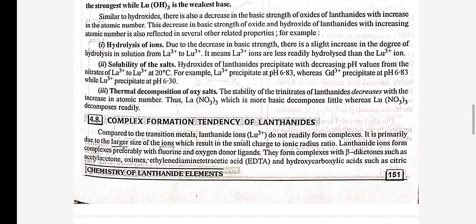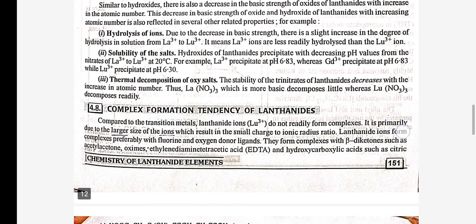Thermal decomposition of oxysalts. The stability of the trinitrates of lanthanides decreases with increase in the atomic number. Thus, lanthanum nitrate, which is more basic, decomposes little, whereas lutetium nitrate decomposes readily.